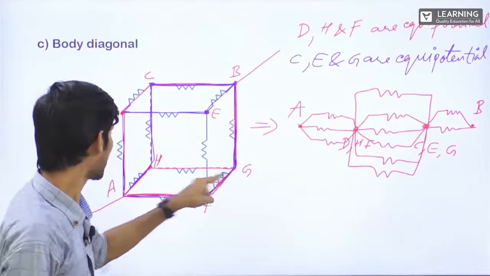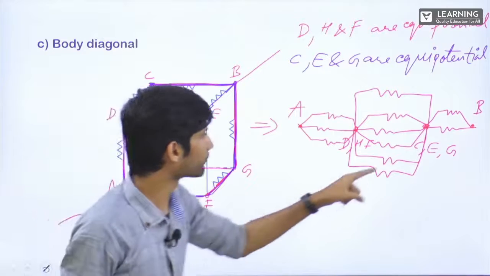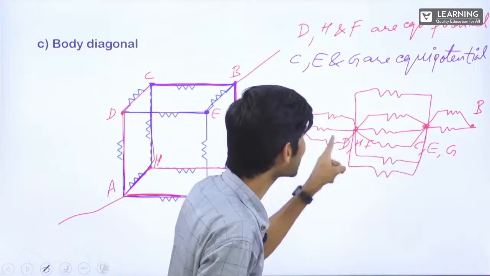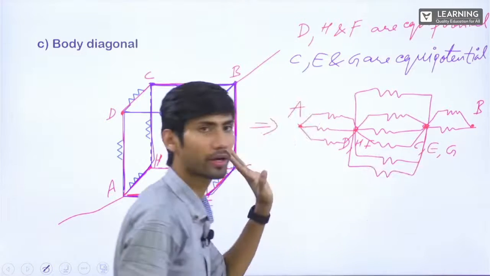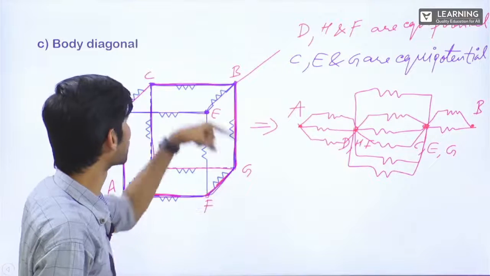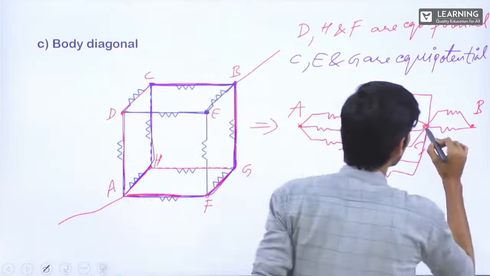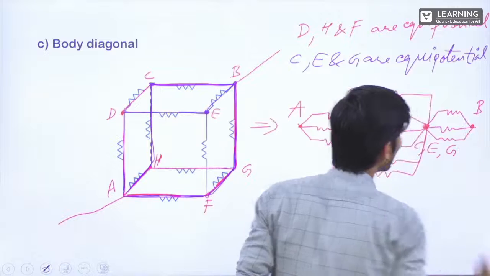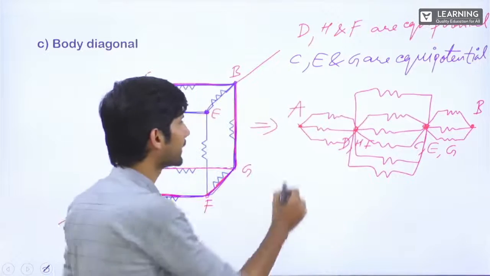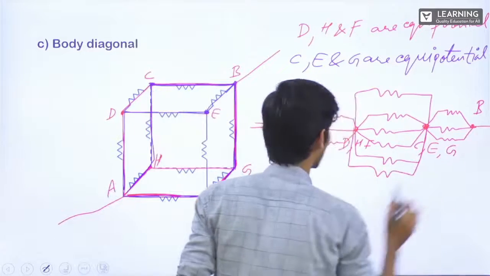G, one is connected to H, one is connected to F, that is over. Then G to B, one is connected from G to B. Now I hope you can solve this circuit. It is a very easy circuit from here.